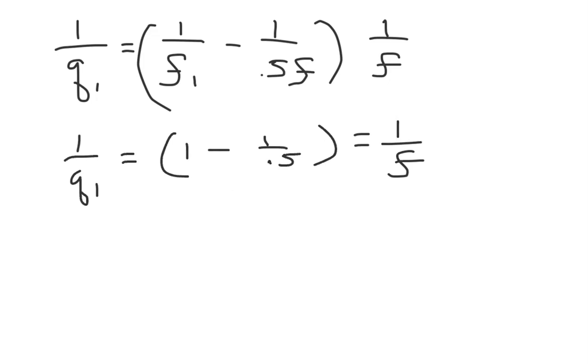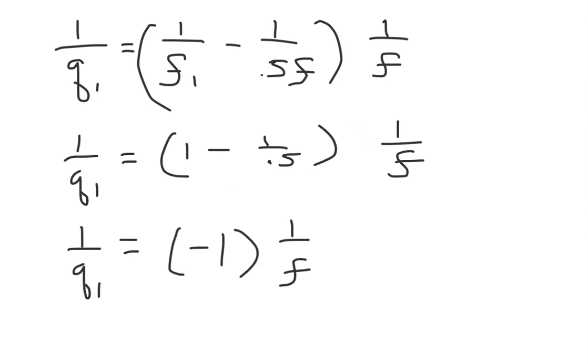Let's just write it. Oops, I wrote an equal sign there. I didn't mean to. Sorry. This is -1 times this. So what is 1 over Q1? What's it equal to? -1 over F, right? So don't cancel out those F's. Do you see where you went wrong?